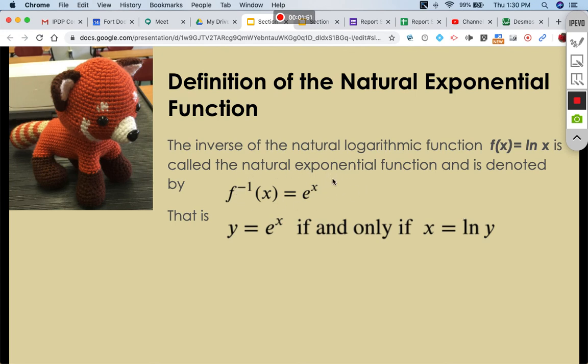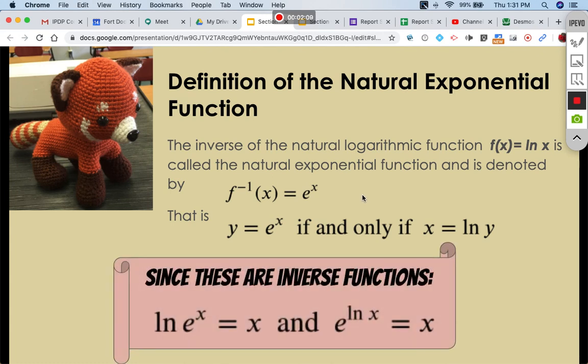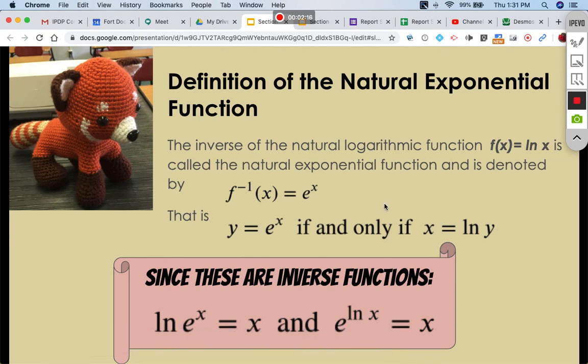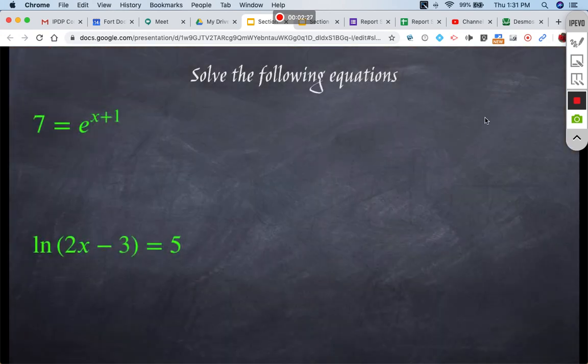We basically denote that the inverse function f inverse of x is e to the x. So y equals e to the x only if x equals the natural log of y. We're just trying to define this in terms of inverses. Again, they're inverses, so the natural log of e to the x equals x, and e raised to the natural log of x equals x. And we use that idea for solving equations, because when we solve equations, we use inverse operations or inverse functions.